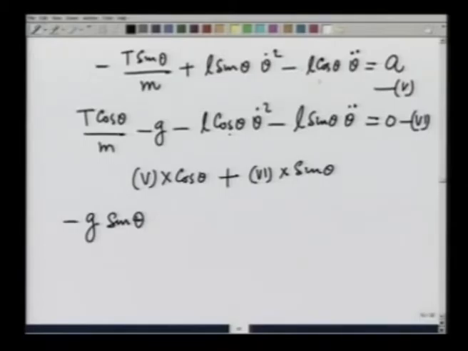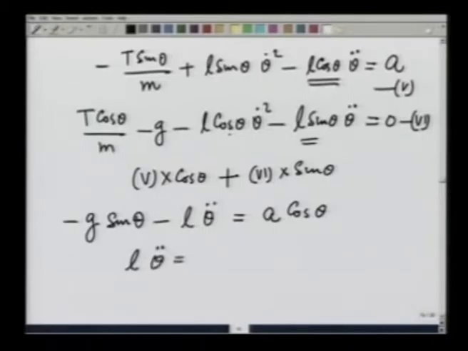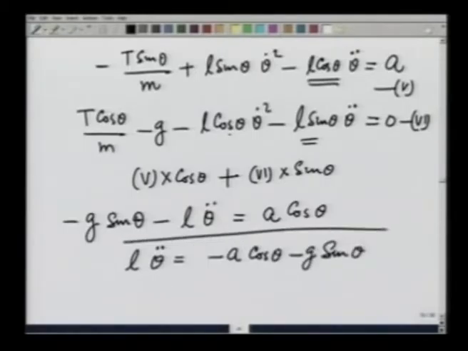These two terms give me minus L cosine square theta plus sine square theta, that is 1, theta double dot is equal to a cosine of theta. In other words, L theta double dot is equal to minus a cosine of theta minus g sine of theta. That is my equation for theta. I have done my job. I solved this equation and I can get all the answers.